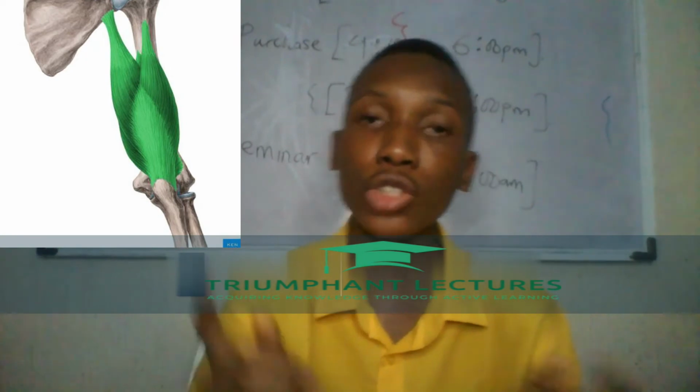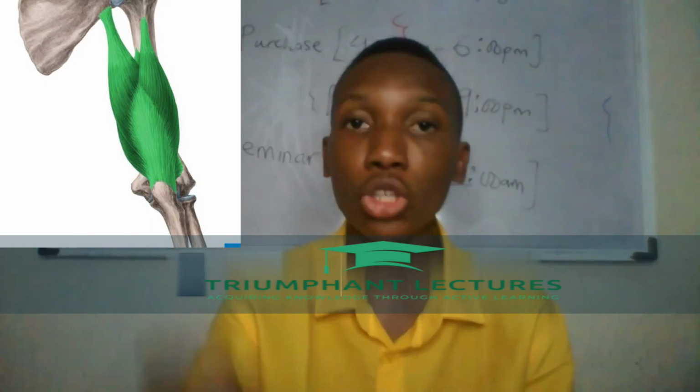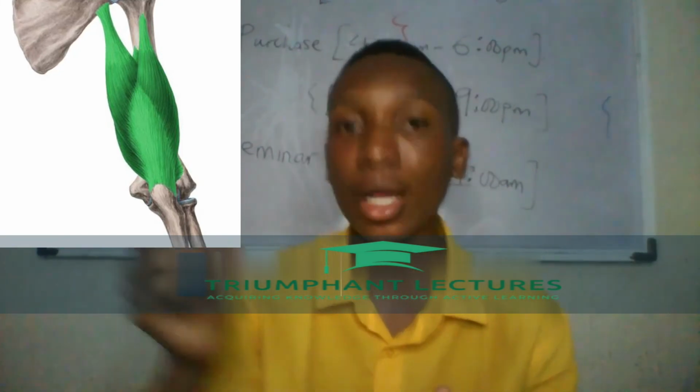So now let's talk about this muscle. For the long head, you can see the long head originating from the tubercle below the glenoid cavity of the scapula, known as the infraglenoid tubercle, right? Which you can see there. You can see it originating from the infraglenoid tubercle and then running inferiorly.